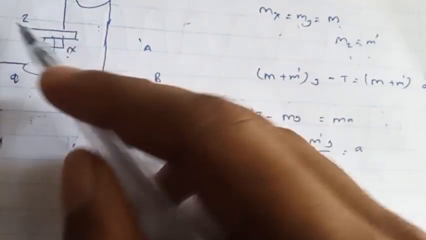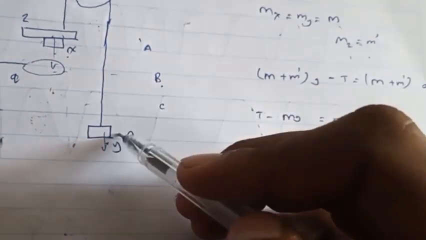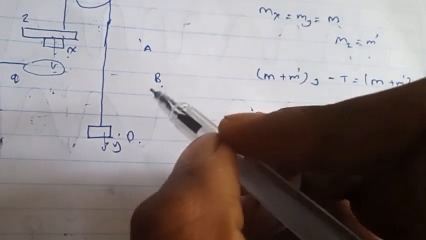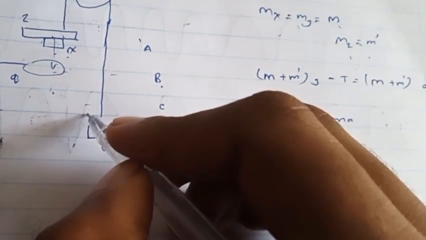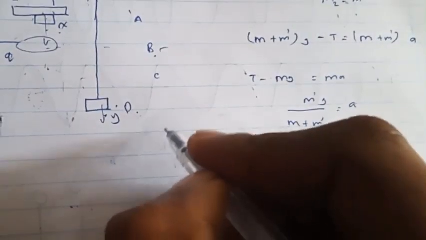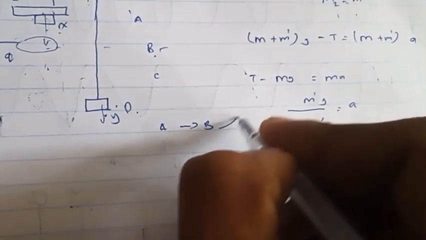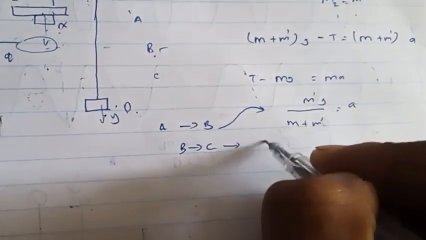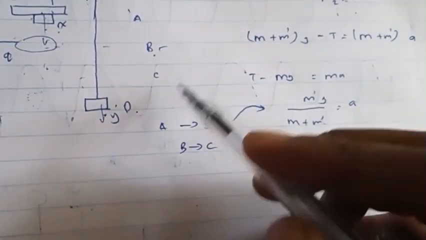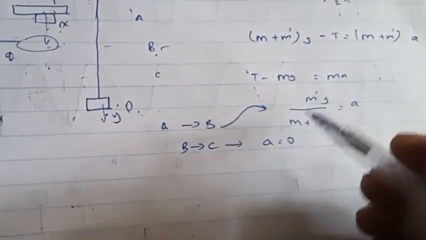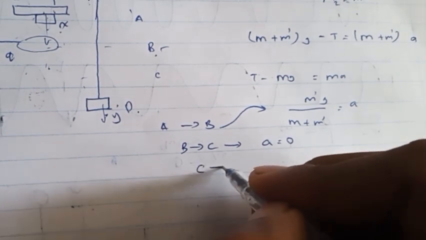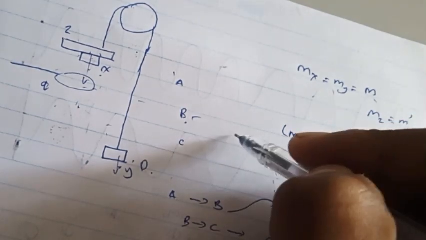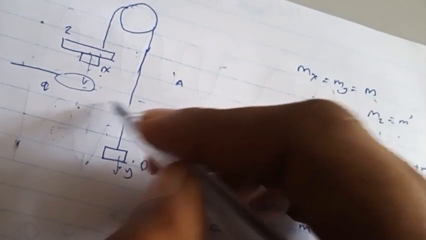After the mass Z is removed, you can see X and Y used to have the same weight. Mg along here and Mg along here, right? So there will be no resultant force. So after B, you can see from A to B, the acceleration is going to be this one. From B to C, acceleration is equal to 0, which means it's traveling at constant velocities, right? From C to D, now at C the string is going to be removed, right? That means it's going to get cut off.